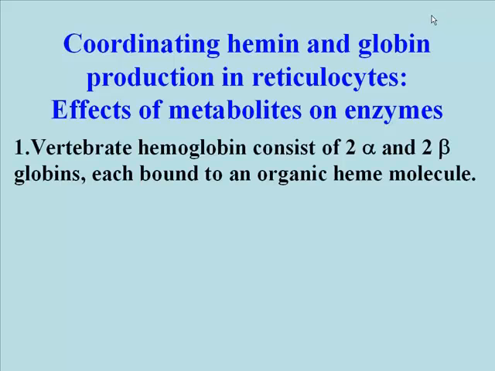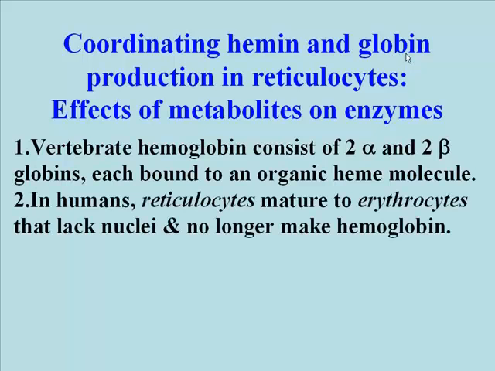As a reminder, recall that vertebrate hemoglobin has a quaternary structure consisting of 2 alpha and 2 beta polypeptides. Each of the polypeptides, when folded, binds a heme group. In humans, globins and heme, or hemin, are synthesized in reticulocytes, produced by bone marrow. When the reticulocytes mature, you may remember that they lose their nuclei and become erythrocytes, or red blood cells. The erythrocytes no longer make either heme or globin.